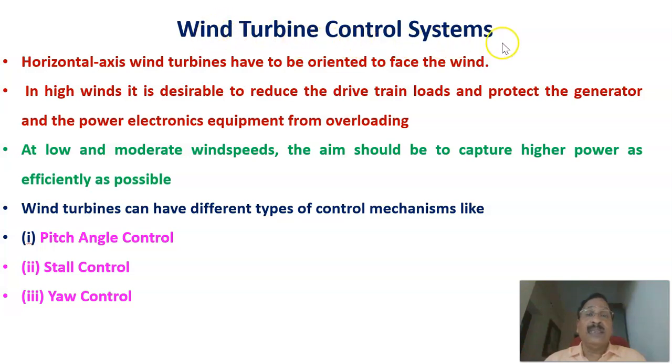Now, the different wind turbine control systems. Horizontal axis wind turbines have to be oriented to face the wind. In high winds, it is desirable to reduce the loads and protect the generator and the power electronic equipment from overloading. At low and moderate wind speeds, the aim should be to capture power as effectively as possible. Therefore, wind turbines can have different types of control mechanisms, to avoid overloading when a high wind is coming, and similarly to extract the maximum power effectively from the available wind when it is low. There are three types of control: pitch angle control, stall control and yaw control.